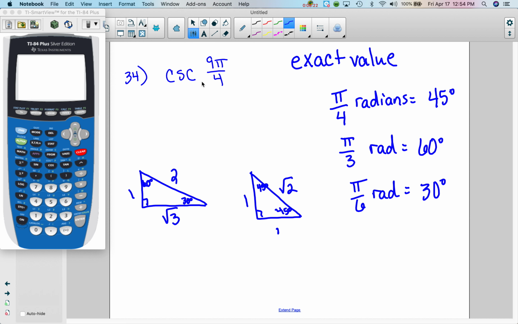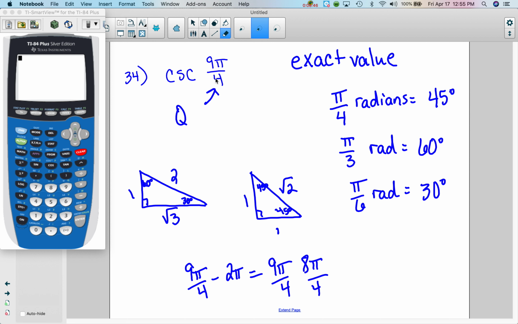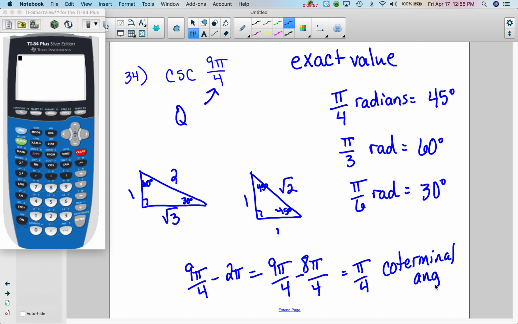Okay, so if you are doing cosecant of 9 pi over 4, you want to determine what quadrant this is in. So 9 pi over 4, if you subtract 2 pi, 9 pi over 4 minus 2 pi is, remember 2 pi is the same as 8 pi over 4. Oops, that should be a minus sign. Okay, so we get pi over 4. This is the coterminal angle. So much to remember. So if that's a coterminal angle, that's quadrant 1.